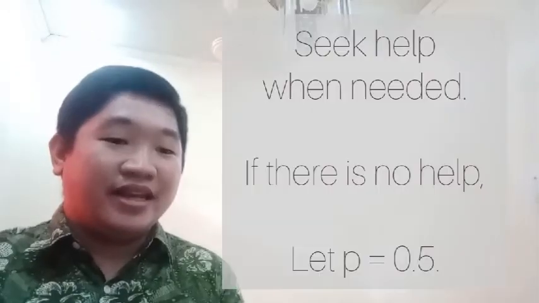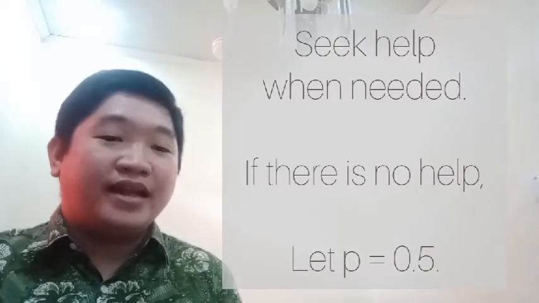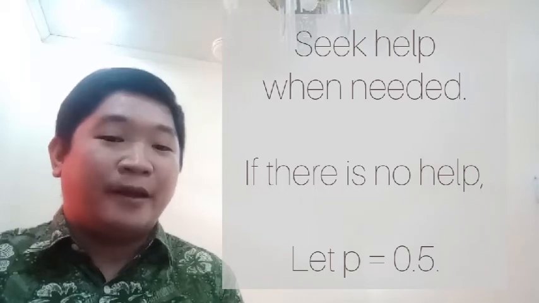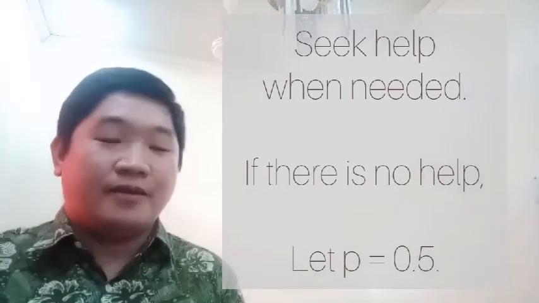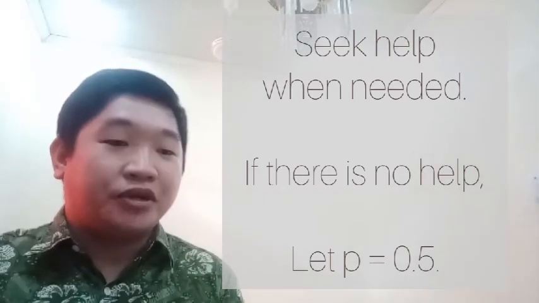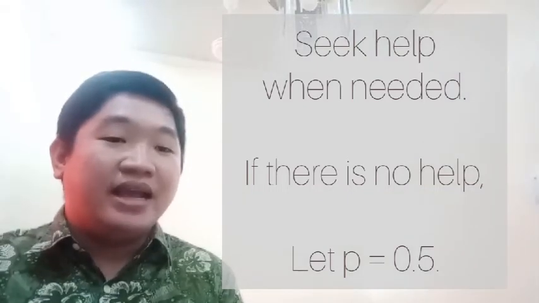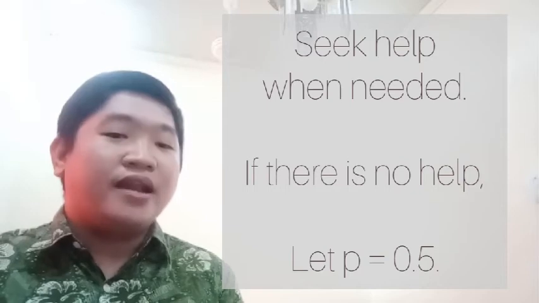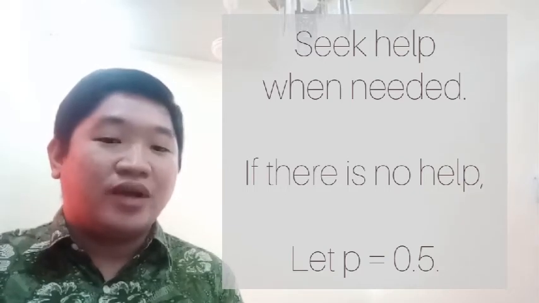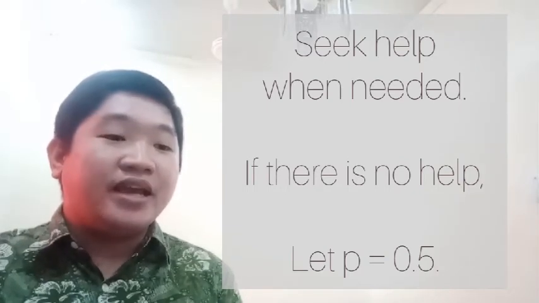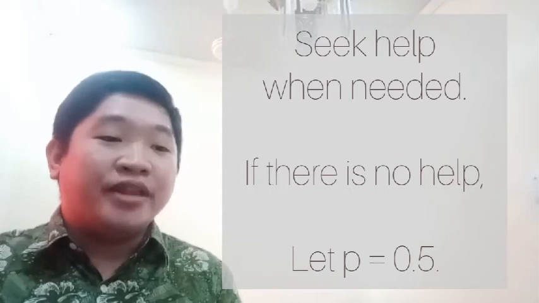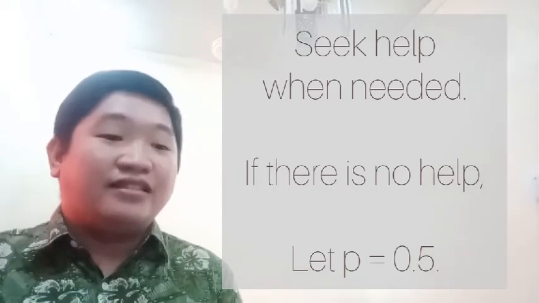To tell you honestly, the most difficult part in the use of the Cochran's formula is the value of P. It is the proportion. To be sure, find a statistician and be guided. But if you cannot find a statistician to guide you, use P equals 0.5. That's your last resort.